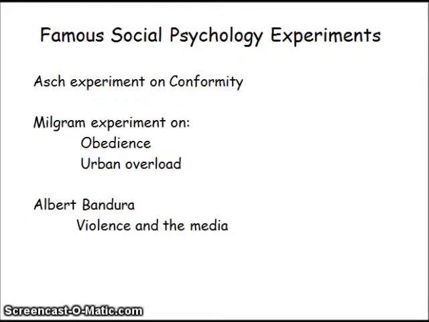In the second experiment on obedience, which is maybe more well known, there was a learner who was going to be memorizing word associations. If the learner got the association incorrect, they were to be shocked in increasing amounts over the time of the experiment.